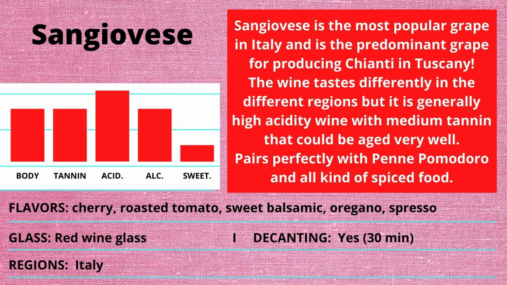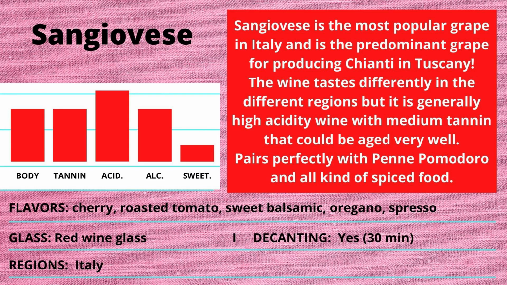Now, the flavors of the Sangiovese: cherries, roasted tomatoes, sweet balsamic with espresso. We serve this in a red wine glass, a normal wine glass. Yes, decanting is recommended, but not much time. You can just decant it and drink it in the restaurant in a few minutes. And of course, that's Italian wine and mostly produced in Italy, Tuscany.